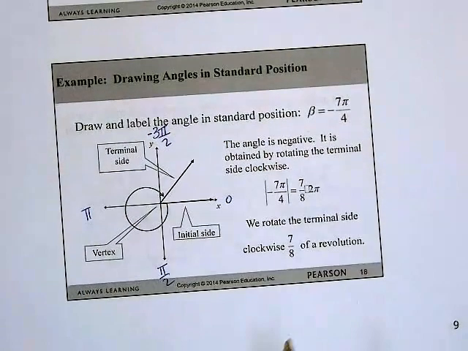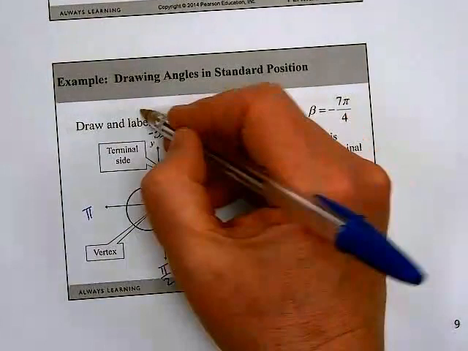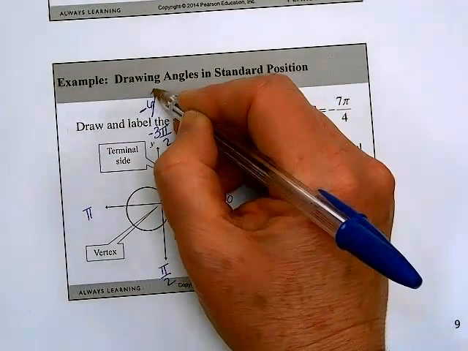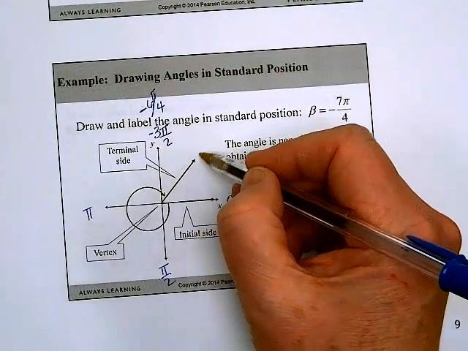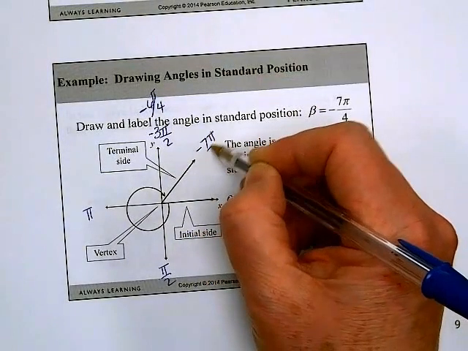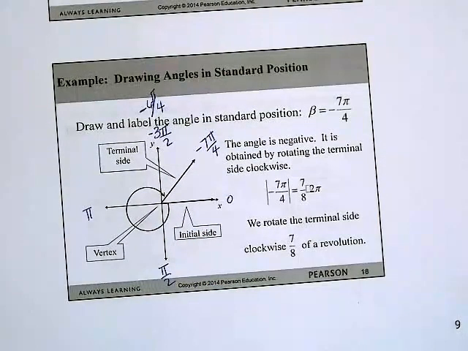Now I want to write these as pi's over 4. That's negative 6 pi over 4. So I'm going to go another 45 degrees. That's negative 7 pi over 4. So 7/8 of the way around.